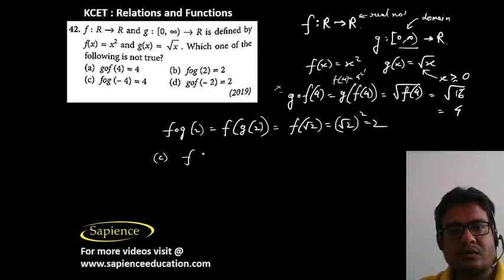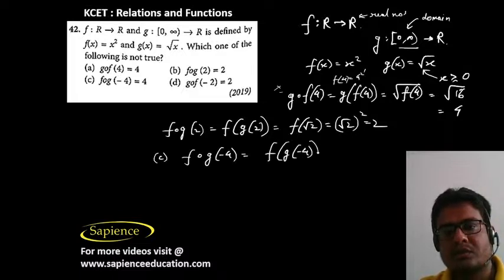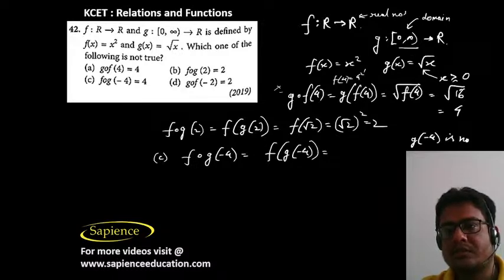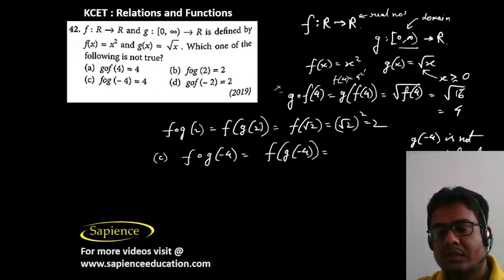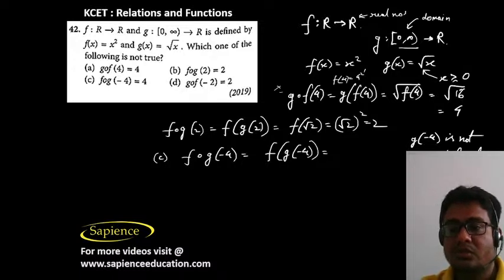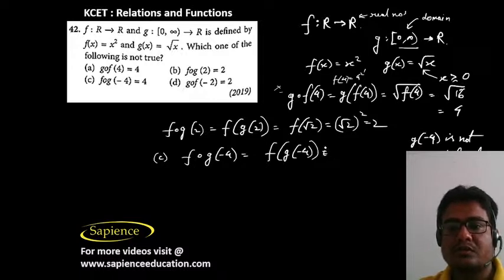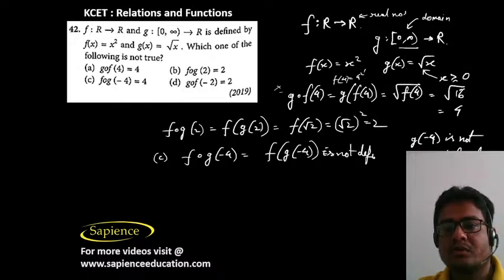Option C is f of g of minus 4. Now g of minus 4 is not defined, since the number minus 4 does not belong to the domain of the function g. Minus 4 does not belong to the set 0 to infinity, which is the domain of g. So f of g of minus 4 is not defined. The answer should be not defined, but it is written 4.